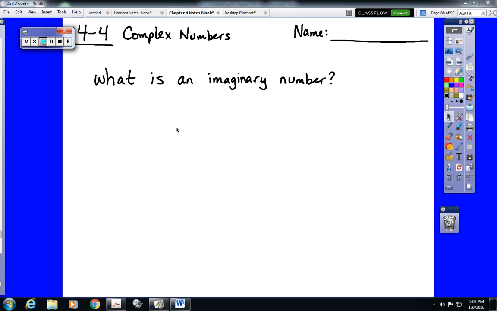And we end up at this situation where we tell students in Algebra 1 and pre-algebra, oh, you can't take the square root of a negative number. That's not true.